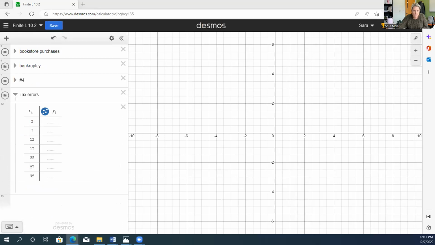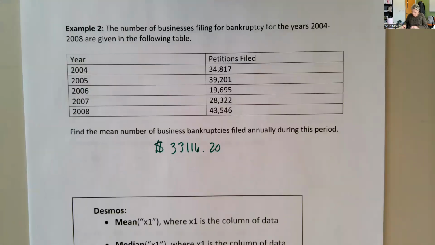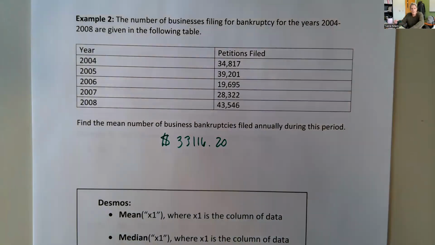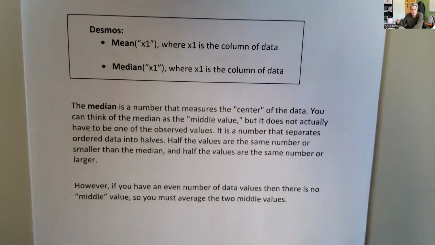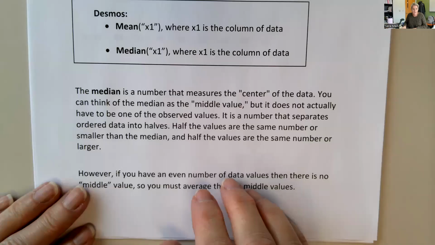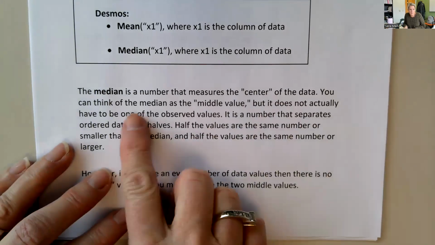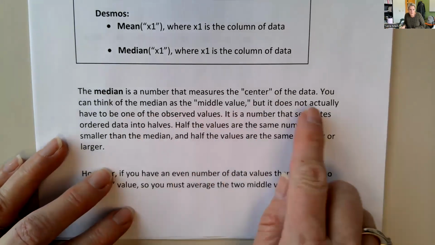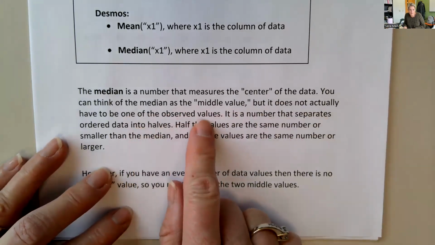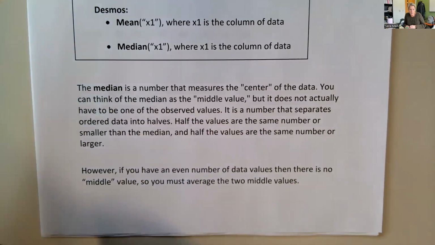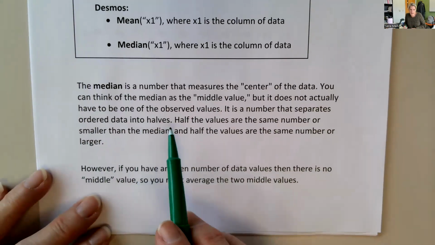Now, we're going to talk about the median. The median is another measure of central tendency. It actually measures the very center value. So you can think of the median as the middle value, but it does not actually have to be one of the observed values. It is a number that separates ordered data into halves.